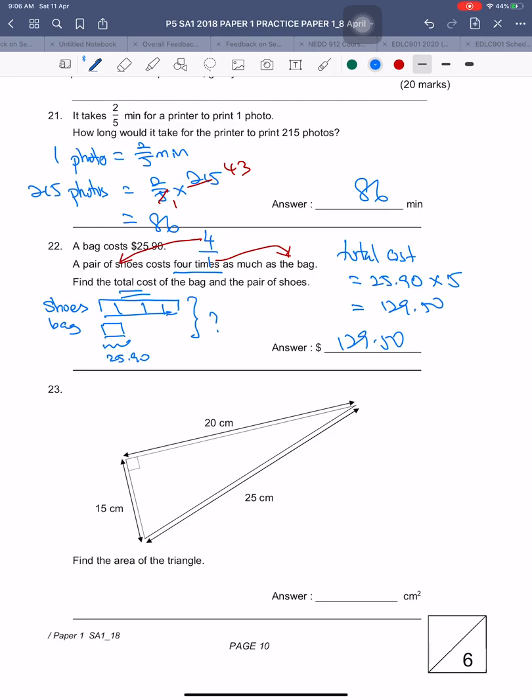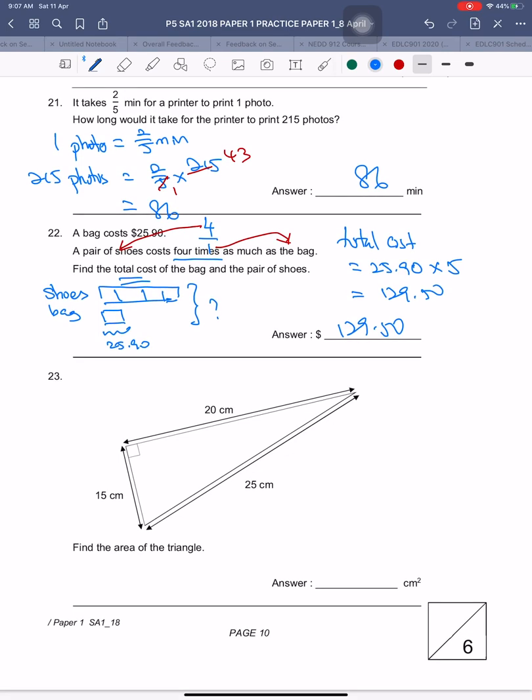Alright, this is just one way of doing. Some of you, I saw that you went to look for the shoes. The shoes will be $25.90 times 4, but that is just the cost of the shoes. After that, you still need to add the bag, which is $25.90. The method also can, but that one is 2 steps. The method I'm showing you is just 1 step, provided you actually understand the models.